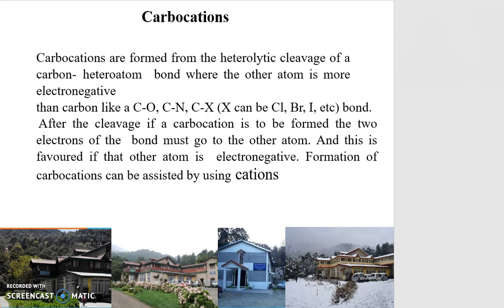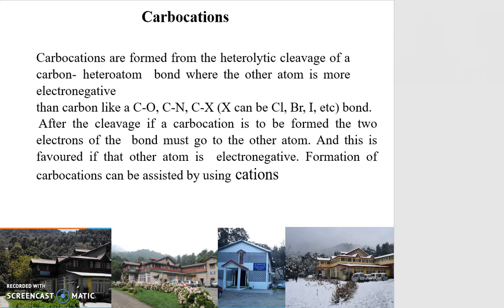Now come to the carbocations. You know, carbocations are formed from the heterolytic cleavage of a carbon-heteroatom bond where the other atom is more electronegative than the carbon, like C-O, C-N, C-X. X can be chlorine, bromine, or iodine. After the cleavage, if a carbocation is to be formed, the 2 electrons of the bond must go to the other atom. And this is favored if the other atom is electronegative.